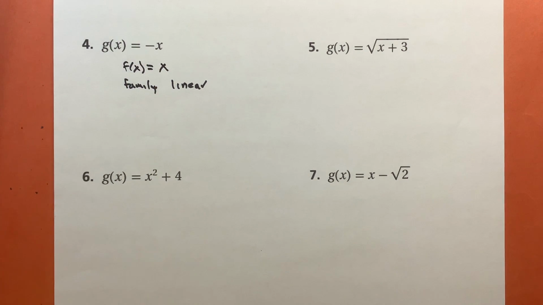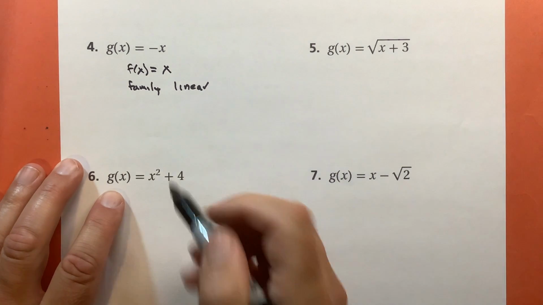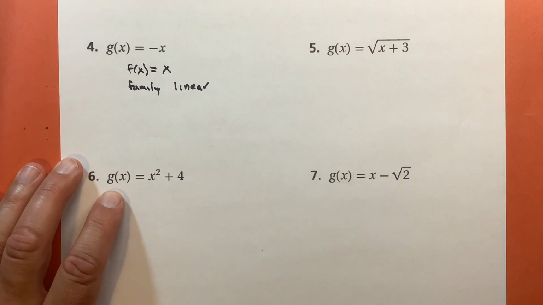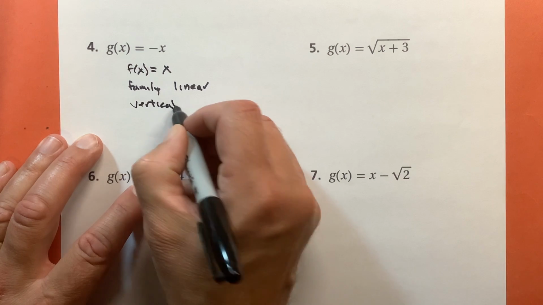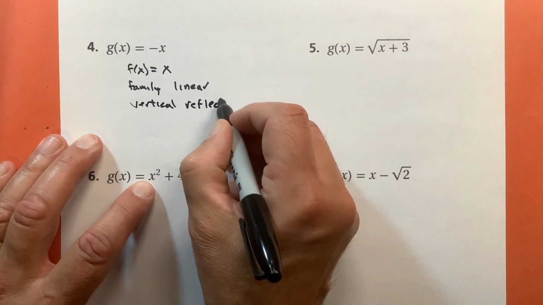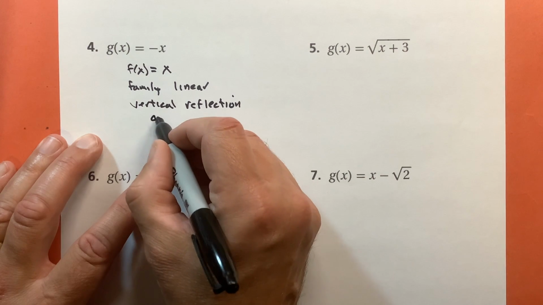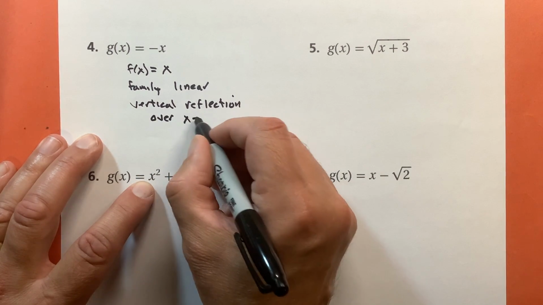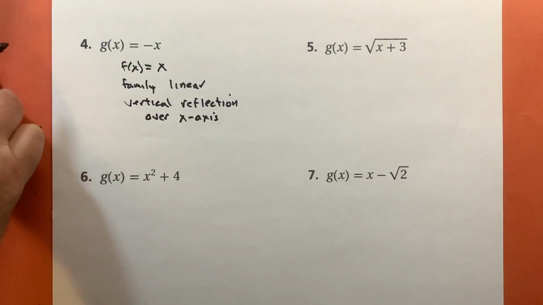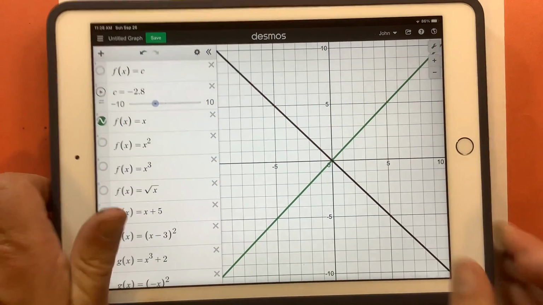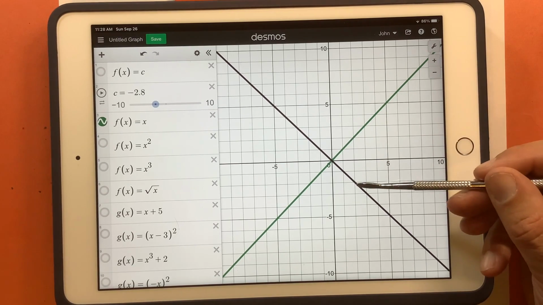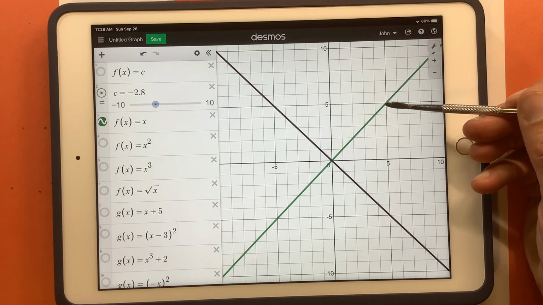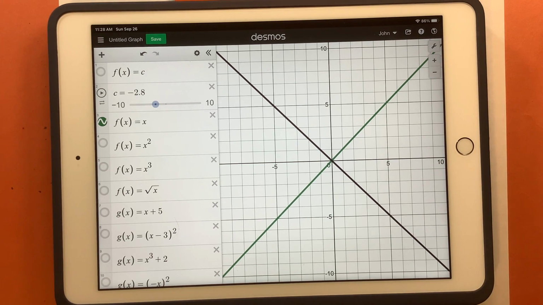But how does that tell me what the transformation is? Well, if I multiply the x by -1, just like with the points we learned last week, then I end up with a vertical reflection. And vertical reflections are over the x-axis. So if I look at my graph, if I look at this point right here, which is 2, 2, it got reflected down here to 2, -2. 5, 5 got reflected to 5, -5.